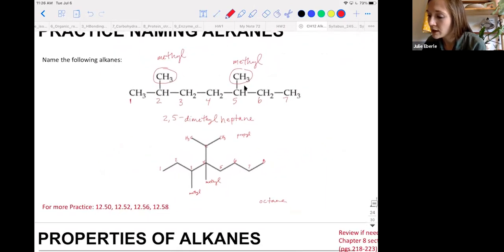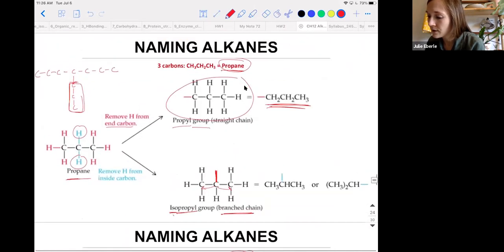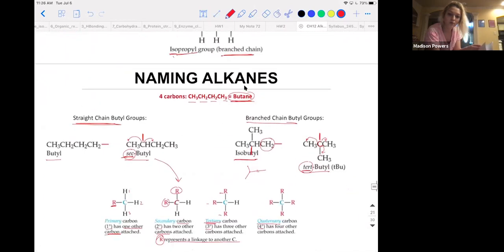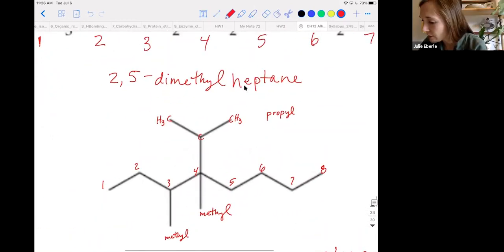So remember when we talked about 3-carbon substituents, that was right here. Did we remove a hydrogen from an N carbon, a terminal carbon, or from the internal carbon to connect this propyl group to our molecule? Internal, so it'd be isopropyl. Correct. That's right. We took the hydrogen off of this carbon right here, and that's the internal carbon. So this is an isopropyl group. Does that make sense?